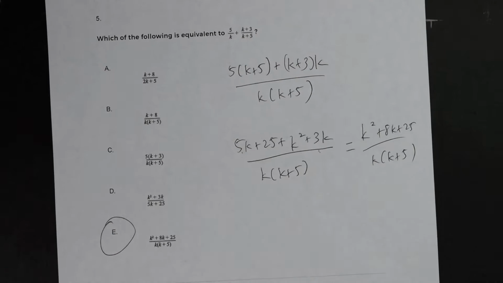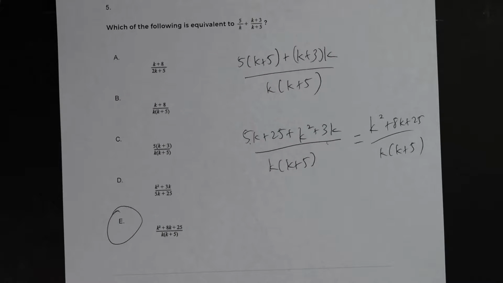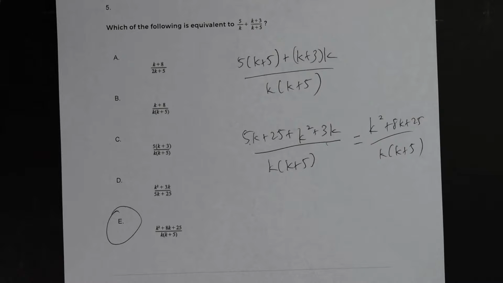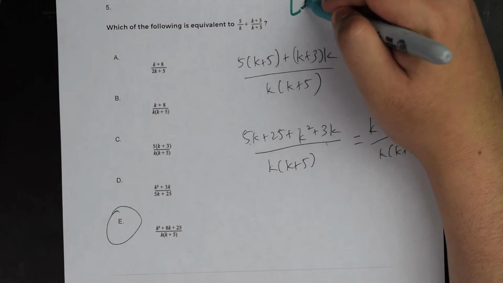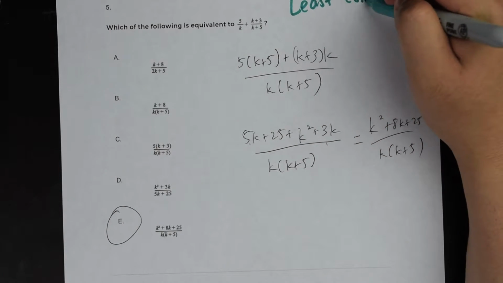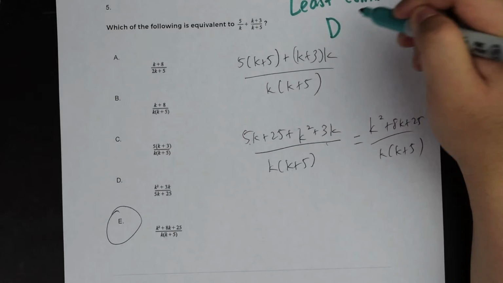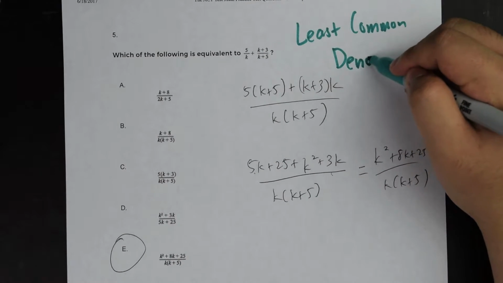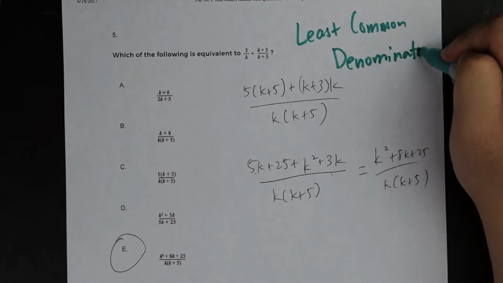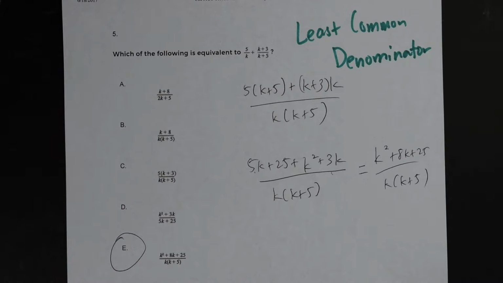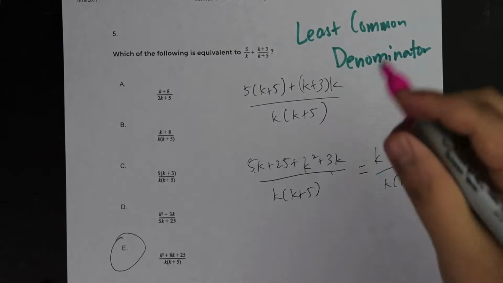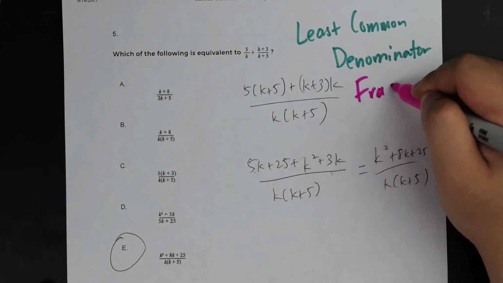Okay, so for number 5, my final answer is going to be E. And how I was able to go about doing this, the concept you do need to note in order to be able to solve this question, is called the least common denominator. And I'll move this down so you can see this properly. The idea behind the least common denominator is that it's based on the concept of understanding how to add fractions together, okay?